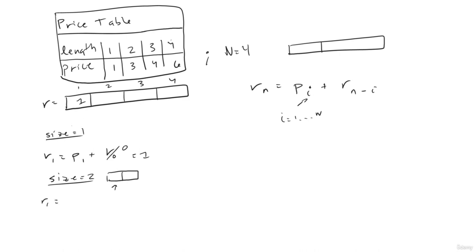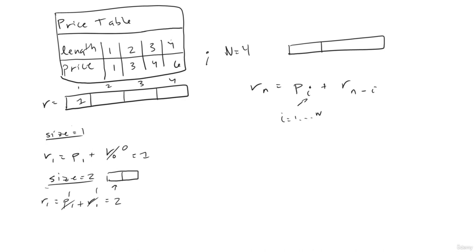And then we're going to solve the remainder. Well, that's going to be the price we can get for this rod of length 1, plus the optimal solution to the remainder here. And the remainder here is of length 1. We've already solved that optimal solution, so we just look it up. We know what the price of a rod of length 1 is. It's in this table. And so this is going to be 1 plus 1 equal to 2.